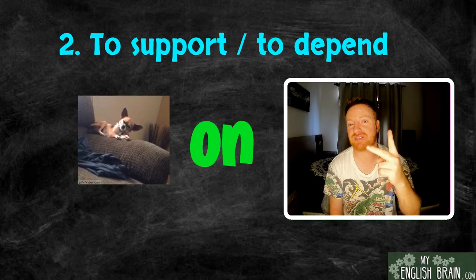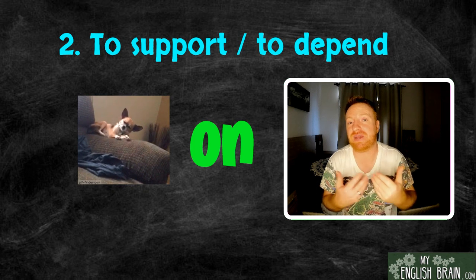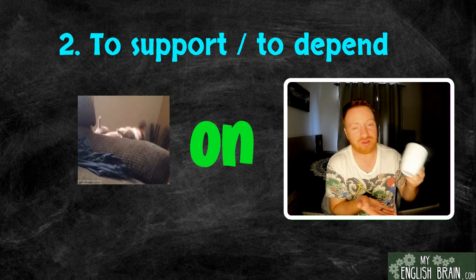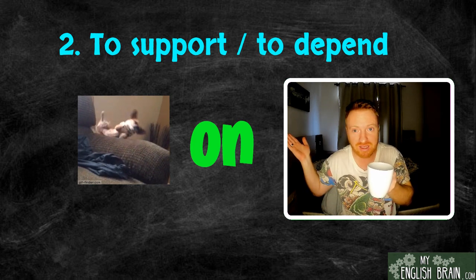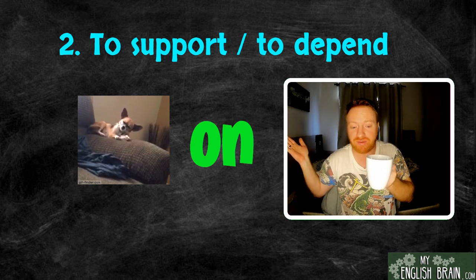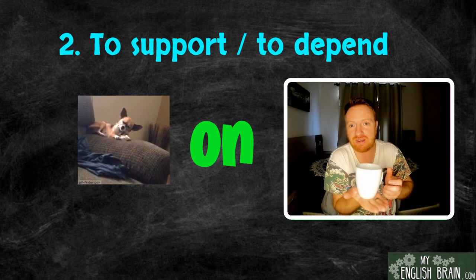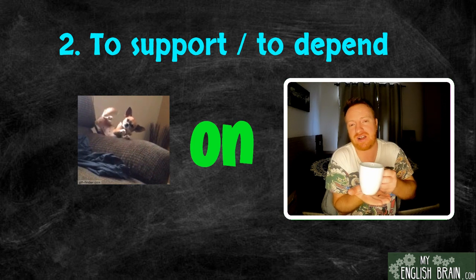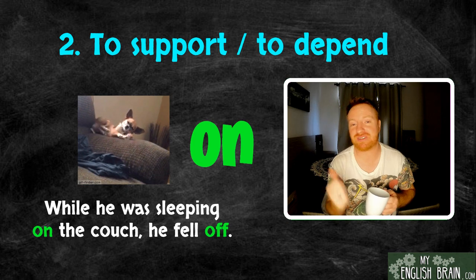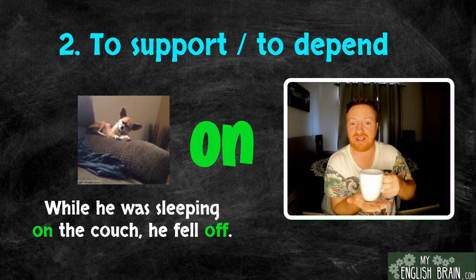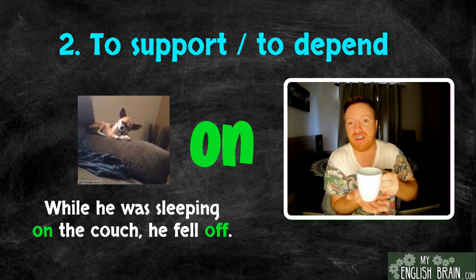Now, the second reason that we use on is to give the idea of support, or that something is depending on another thing. If I put the cup on my hand, but then I take my hand away, what's going to happen? Well, the cup is going to fall. So in a way, my hand is supporting the cup, and the cup depends on my hand to not fall. So in the example, while he was sleeping on the couch, he fell off. The couch was supporting him, that he was depending on the couch.